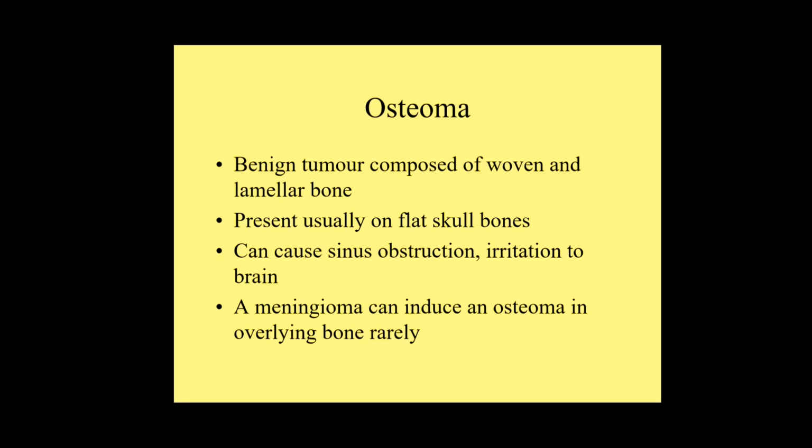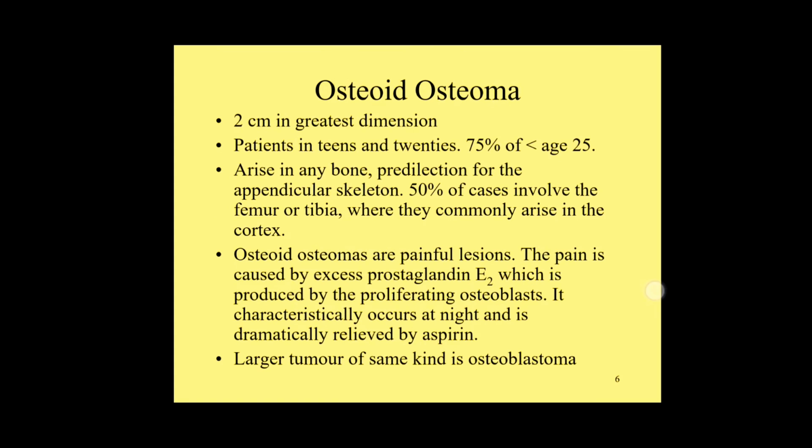Osteoma is a benign tumor composed of woven and lamellar bone. Woven bone is the unmineralized bone and lamellar bone is the mineralized bone. So it is a mixture of both, and it is usually present on flat skull bones. It can cause sinus obstruction and irritation to the brain as well. A meningioma can rarely induce an osteoma in the overlying bone.